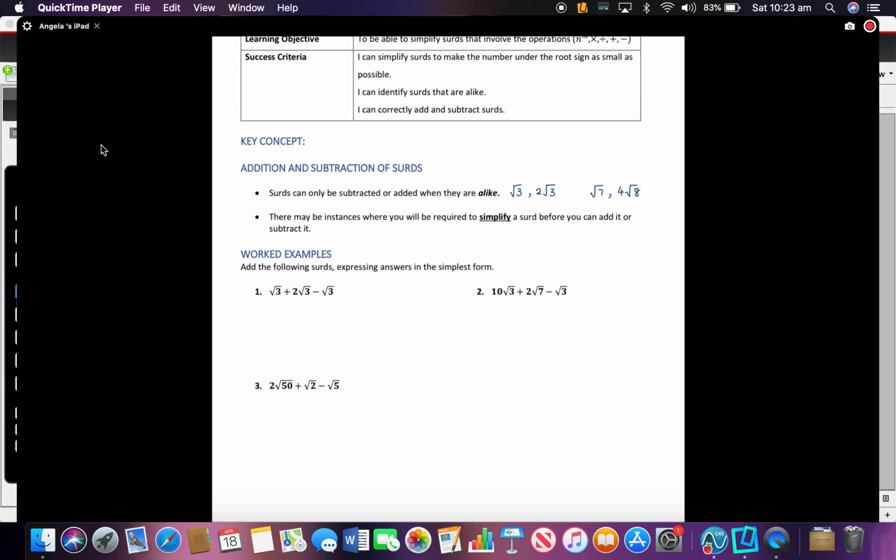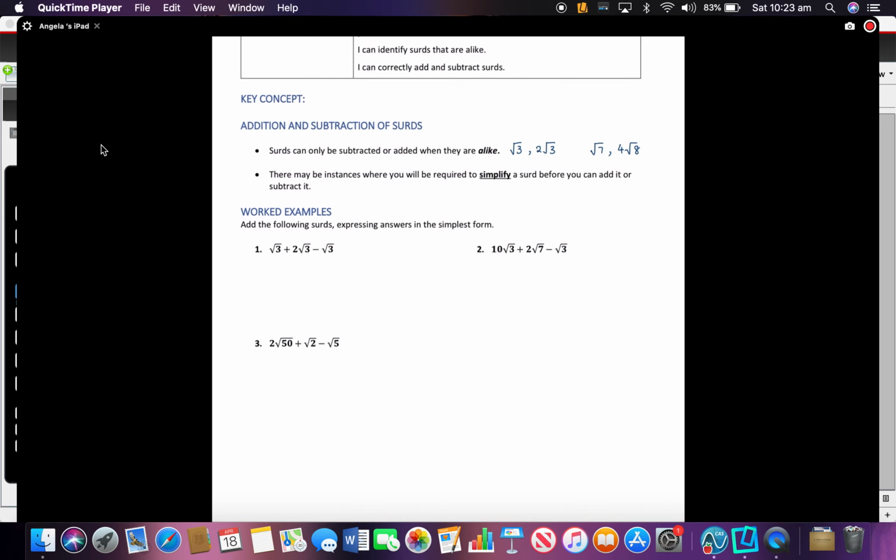There can be instances where you are required to simplify a surd before you can add or subtract it. If you think back to the first video where we looked at simplifying surds, that's what I'm talking about. So if we look at the following examples, we're asked to add the following surds together and simplify them in their simplest form.